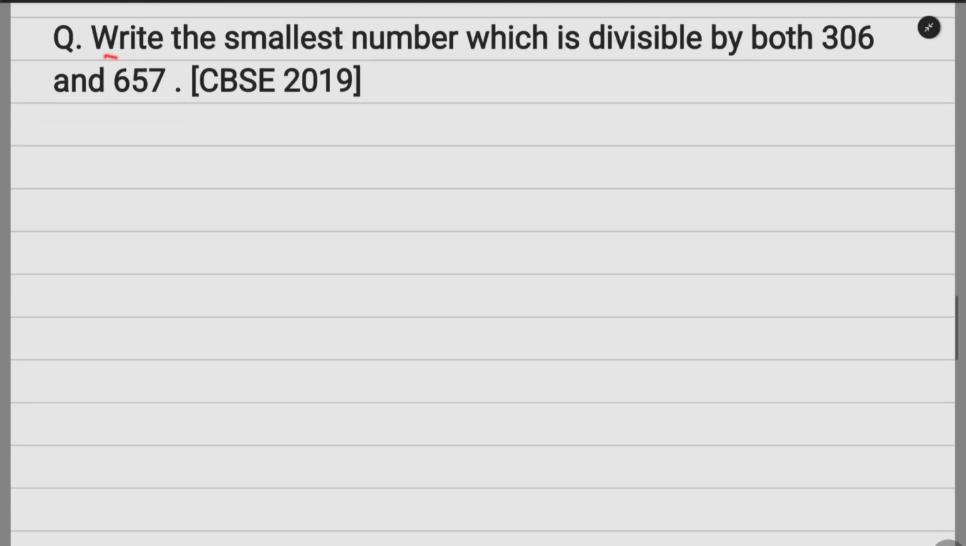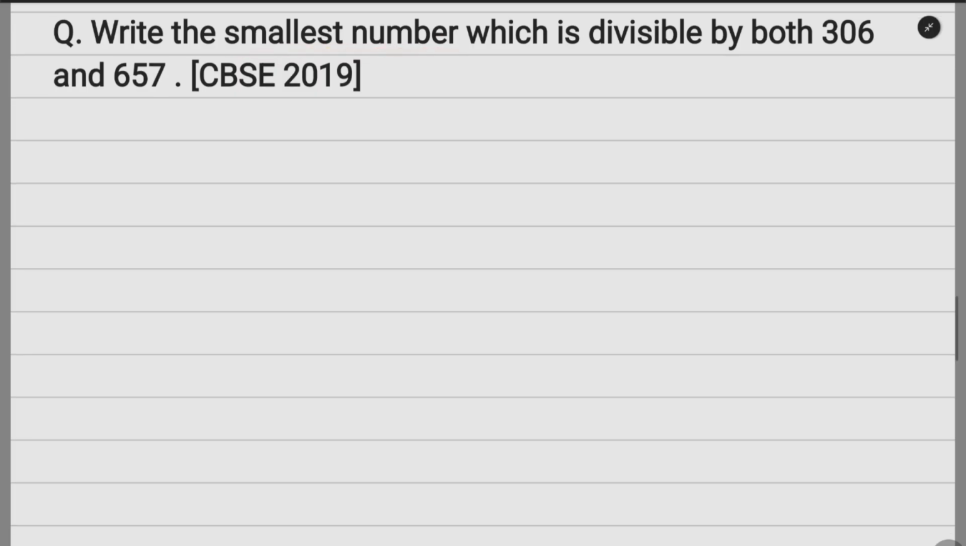This question says, write the smallest number which is divisible by both 306 as well as 657. You have to write the smallest number divisible. So first let's do the prime factorization, and since it's asked for the smallest number that is divisible by both, you'll have to take the LCM.